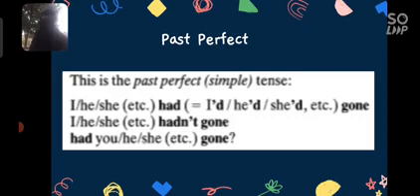We form the past perfect with had plus the past participle. Sometimes we talk about something that happened in the past. The example is, I arrived at the party. We use the past perfect to say something had already happened before this time. And the example is, when I arrived at the party, Tom had already gone home.